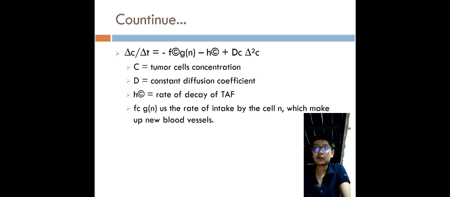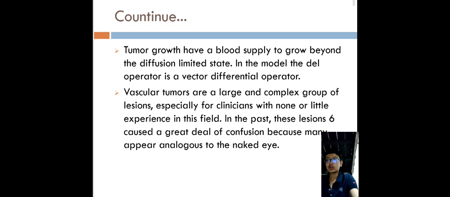Here is the equation given for the concentration of tumor cells. That is, delta C by delta T is equal to Fc N minus Hc plus Dc delta squared C. Here C refers to the concentration of tumor cells, D refers to the constant diffusion coefficient, Hc refers to the rate of decay of TAF. Fc N refers to the rate of intake by the cell N, which makes up new blood vessels. Tumor growth needs the blood supply to grow beyond the diffusion limited state. In the model, the del operator is a vector differential operator.